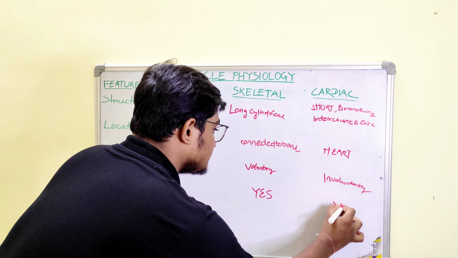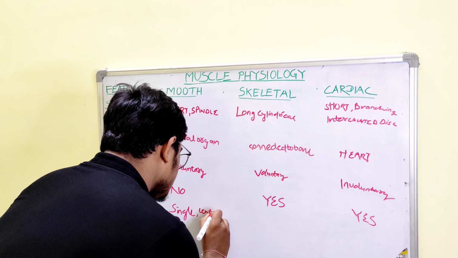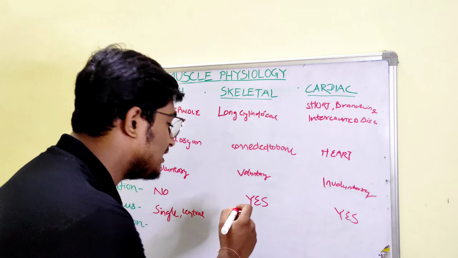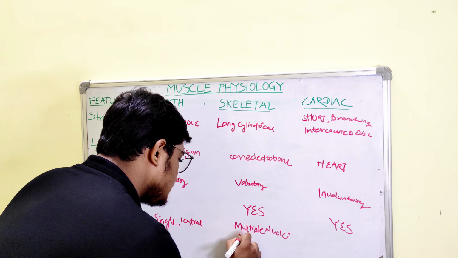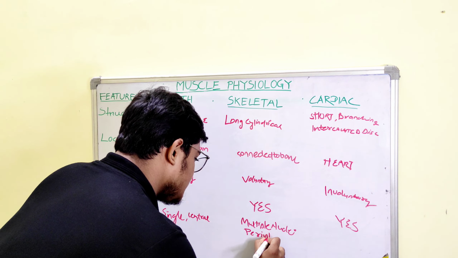Second portion, the nucleus. Smooth muscle has a single, centrally placed nucleus. Skeletal muscle has multiple nuclei, and they are peripheral in position. Cardiac muscle also has a single, centrally placed nucleus.